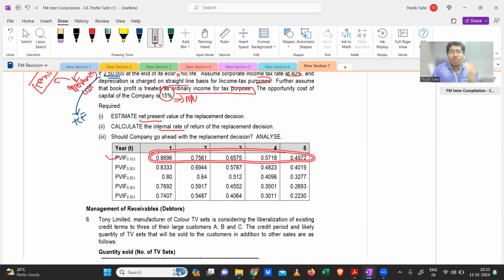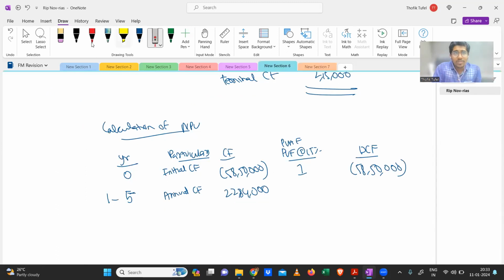Or what you can do is, for years 1, 2, 3, 4, 5, put all the same values, and then you have to multiply each one and then add. Whatever approach you follow, this is the approach that I teach in the class. If it is annuity cash flow, just directly write present value annuity factors. So 3.3522 into 22 lakh 84,000, you will get the discounted cash flow.